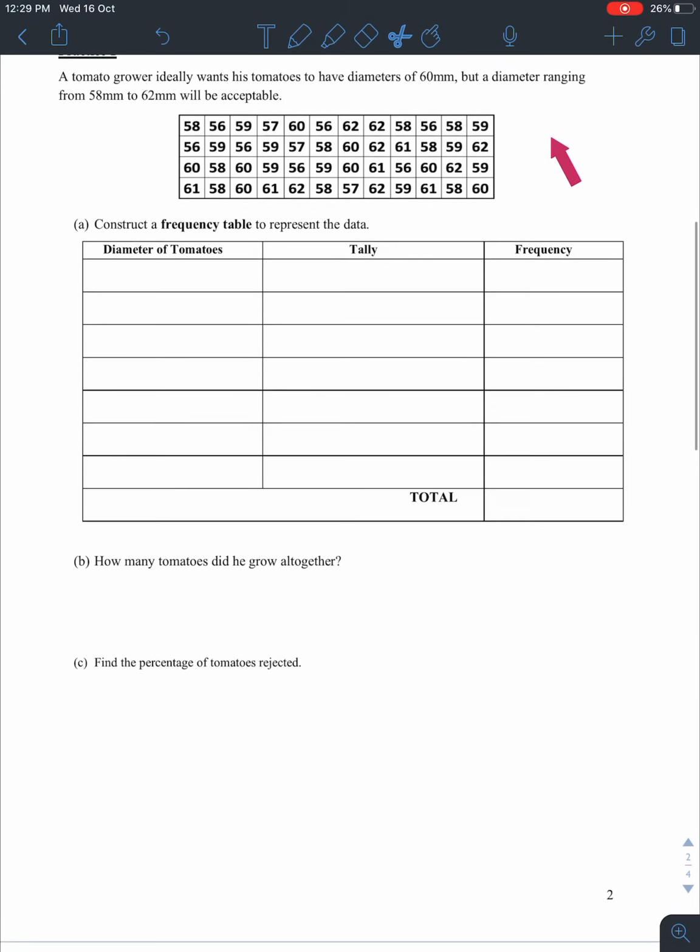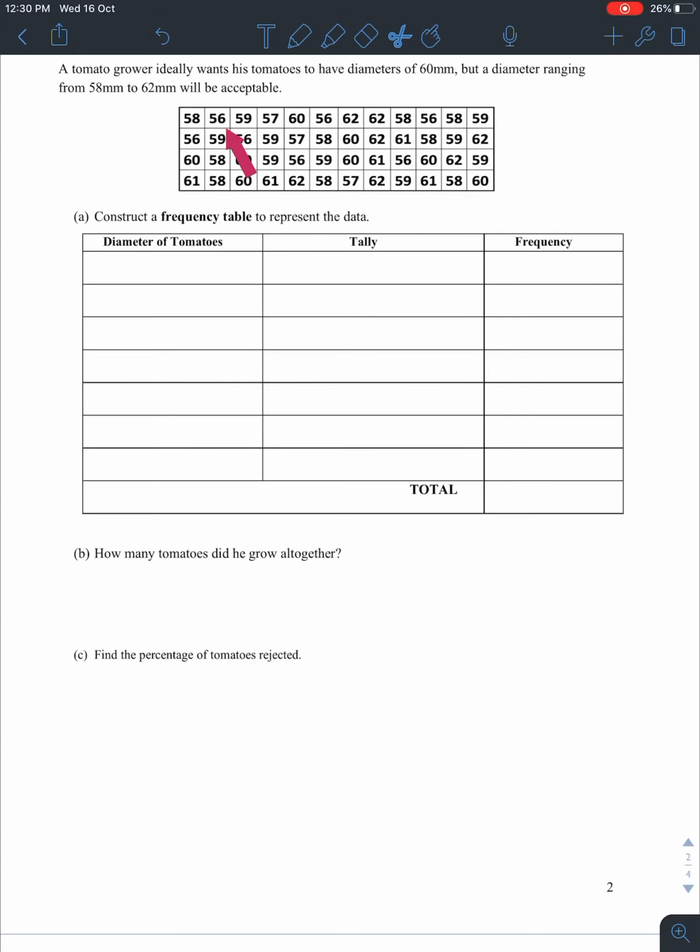So now what happens is that we are given a table of values, right? And they are not arranged in any specific order. Okay, so what we are supposed to do is to construct a frequency table to represent this data. Okay, so there are a few rows and 3 columns. The first column tells us the diameter of the tomato. The second column tells us the tally, and the third column tells us about the frequency. Okay, so let's look at how we can fill in this data.